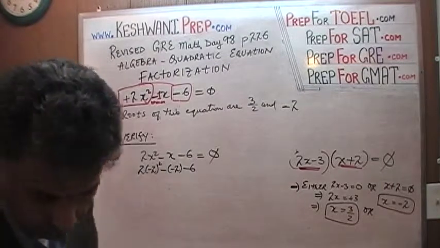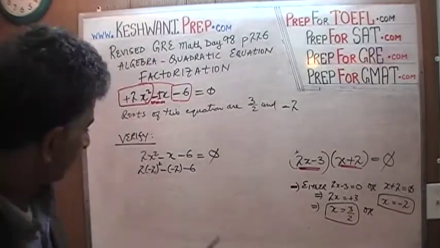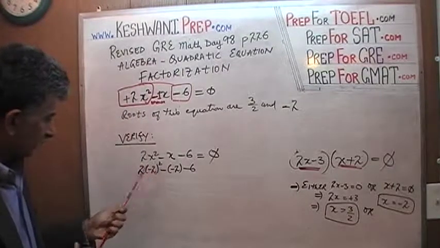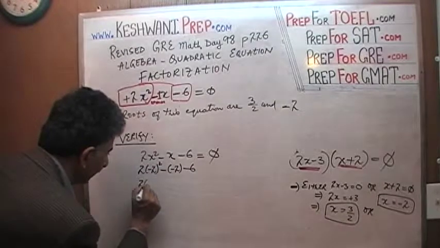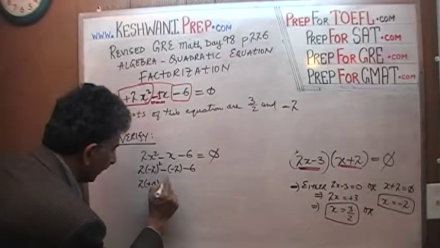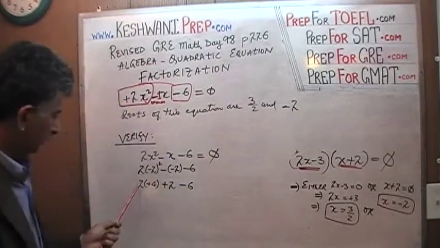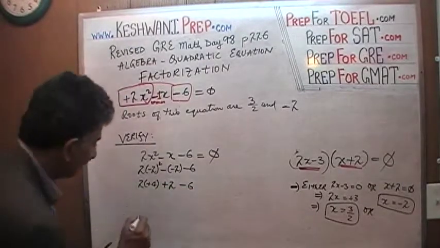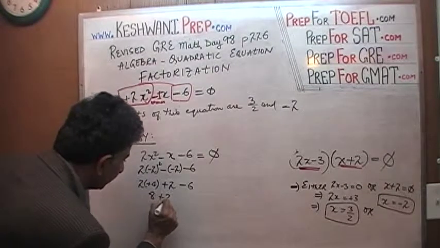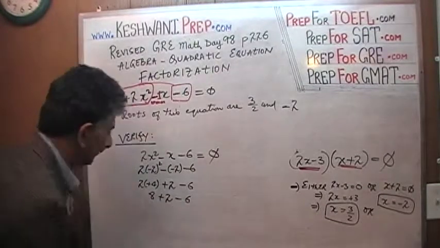Negative 2 squared is a positive 4. So it's 2 times positive 4. And a negative times a negative is positive, so it's positive 2 and a negative 6. 2 times positive 4 is 8. 8 plus 2 is 10. 10 minus 6 does not equal 0.